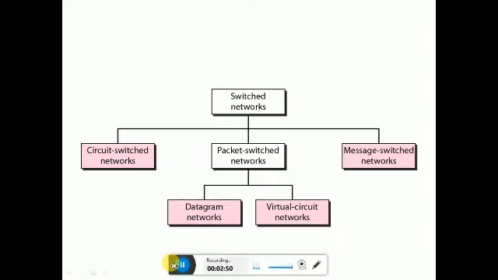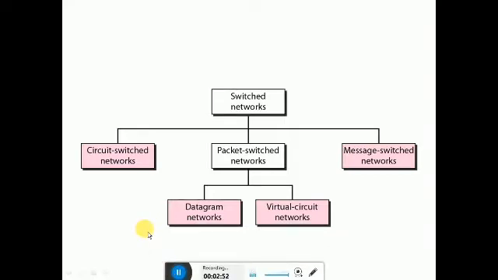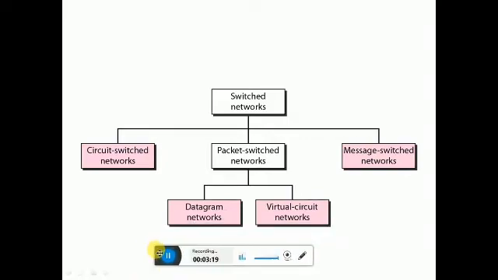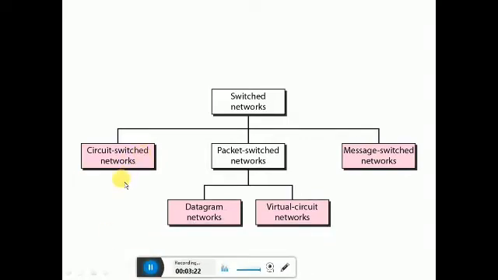Switching is possible in three different ways. The first one is circuit switching, the second one is packet switching, and the third one is message switching. Packet switching in turn is divided into two categories. One is datagram networks, the second is virtual circuit networks. Let us start discussing circuit switched networks.